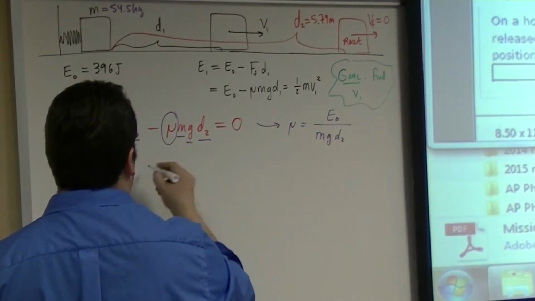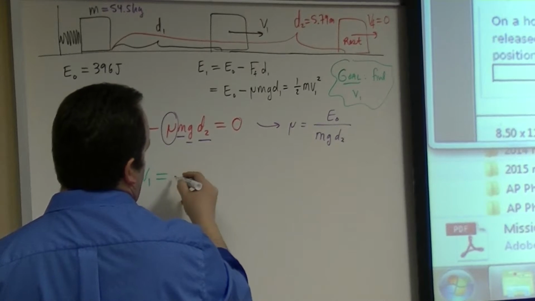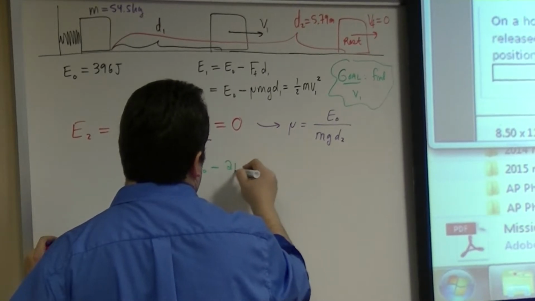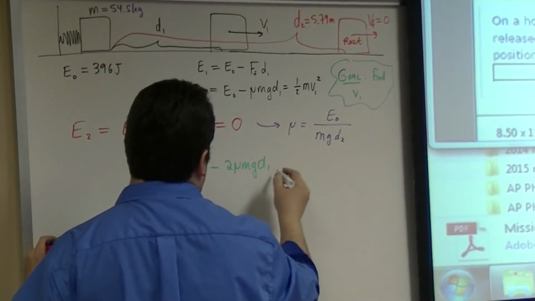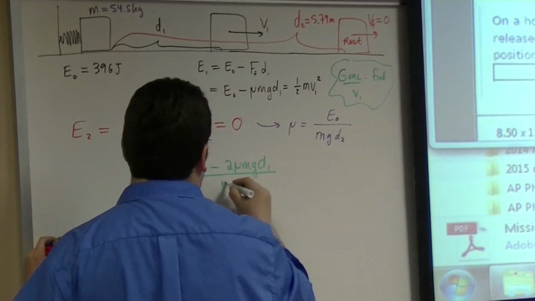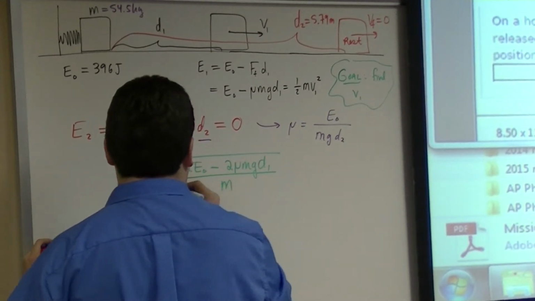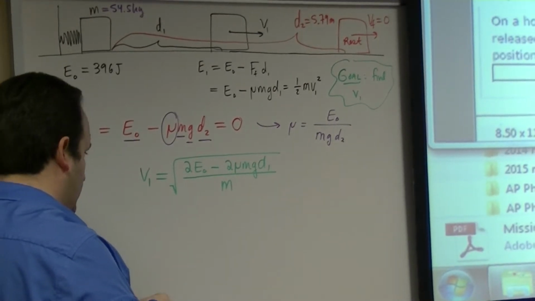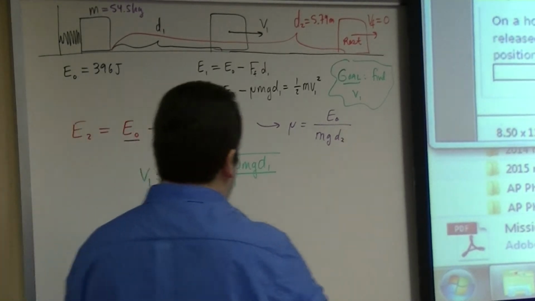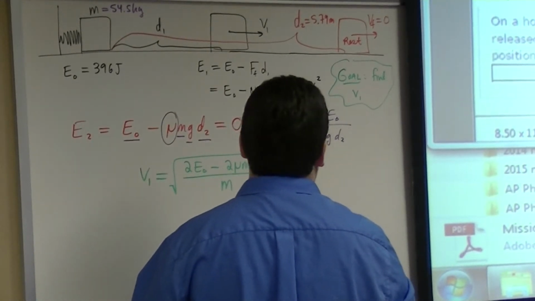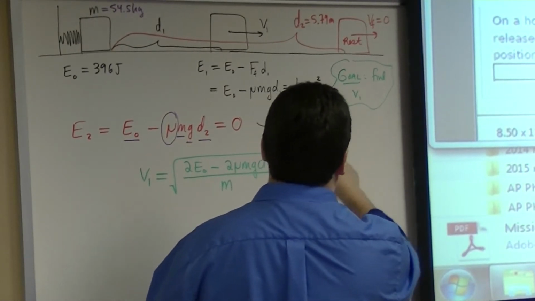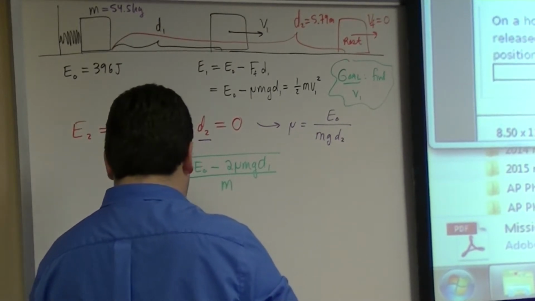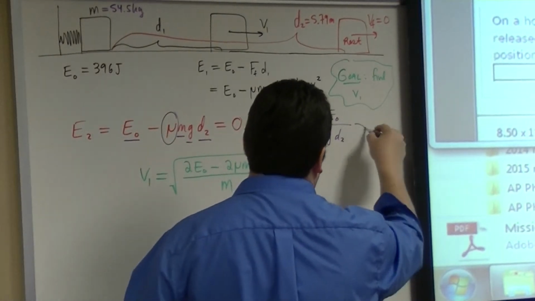So I can say V1 is equal to the square root of 2 E naught minus 2 mu m g d1, all divided by m, right? So plug that stuff in. And if you wanted to never find that symbolically, you could just plug this into there, and that would be even more fun. I'm going to resist the urge to say more about this. I think I've shown you enough that you can solve it now, yes?